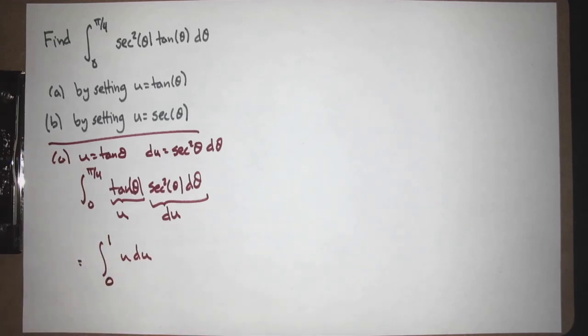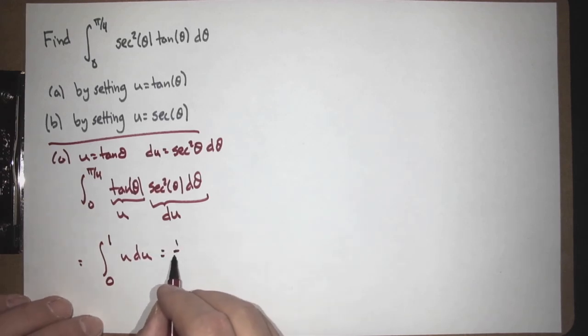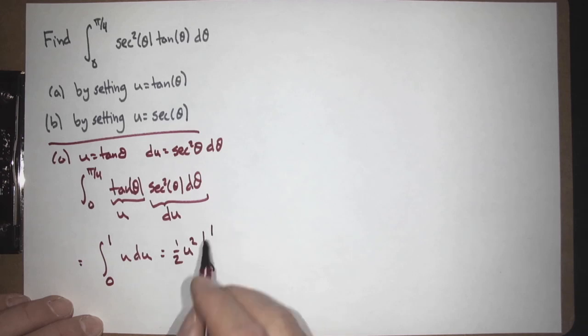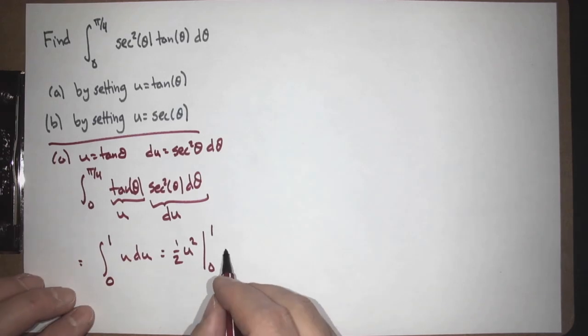What's the integral of u du? 1/2 u squared. Evaluate from 0 to 1. So we're using our fundamental theorem of calculus. We took an antiderivative, now we do an evaluation. See, we're not going back to theta. We use our new bounds. When you plug in u equals 1, what do you get? 1/2. When you plug in 0, what do you get? 0. So the answer is 1/2.